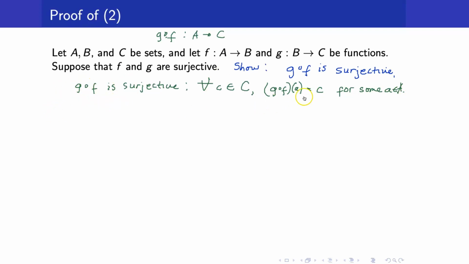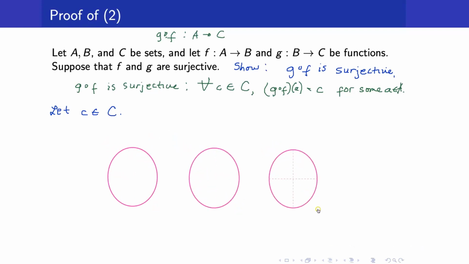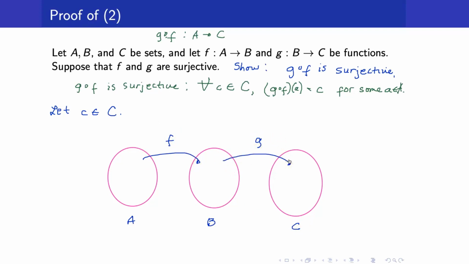So for our proof, we will start with an arbitrary element in the codomain C. So let C be an arbitrary element of capital C. Let me just draw here the sets A, B, and C so that you can imagine what's going on. This is A, B, C. F is a function from A to B. G is a function from B to C. And remember that F and G here are both surjective.